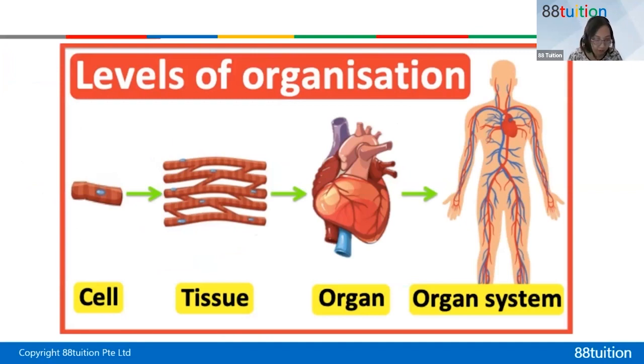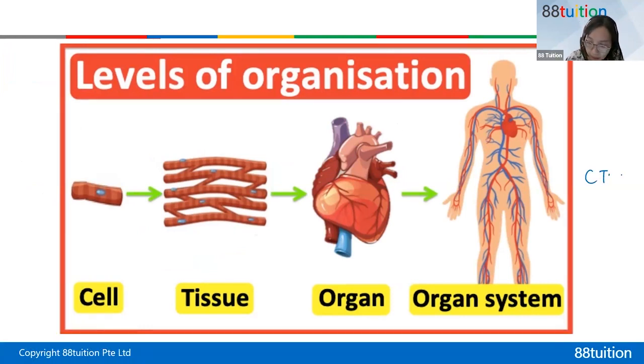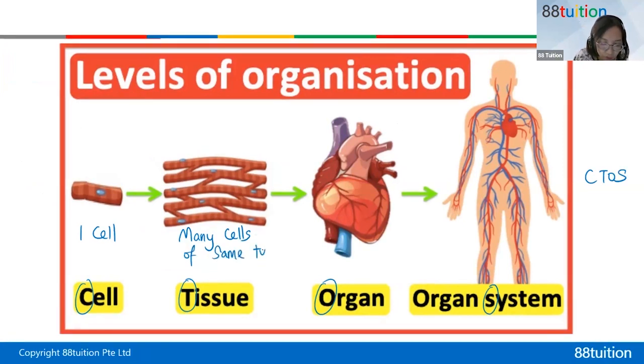Now, for secondary school, you have to learn the word, the memory aid could be CTOS. So cell, tissue, organ, and then system. All right, so here you have one cell. When you have many cells of the same type, then it make up one tissue. Right, so this is one tissue. Okay, and when you have many tissues, you make up one organ. And when you have many organs, you make up one system. All right, so any questions so far? Quite simple, right? Okay, then we move on.